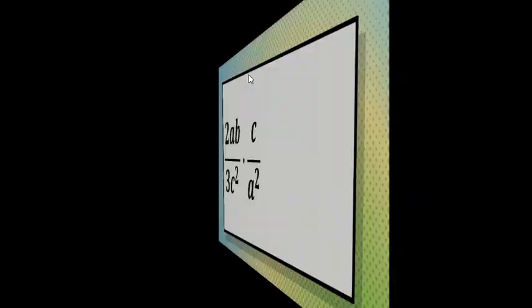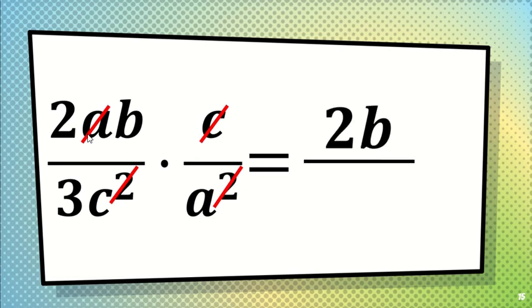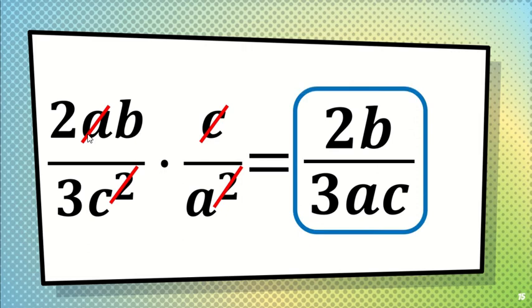Next example, we have 2ab over 3c squared times c over a squared. So in this example, I will use the cancellation first before multiplying the remaining factors. We have a divided by a squared is 1 over a. So, the exponent in the denominator is higher. Therefore, the one a that remains is in the denominator. The one in the numerator is cancelled. Next, we have c divided by c squared. Same case as the variable a. And then multiply the remaining factors. We have 2b over 3c times a is 3ac. Therefore, our answer is 2b over 3ac.